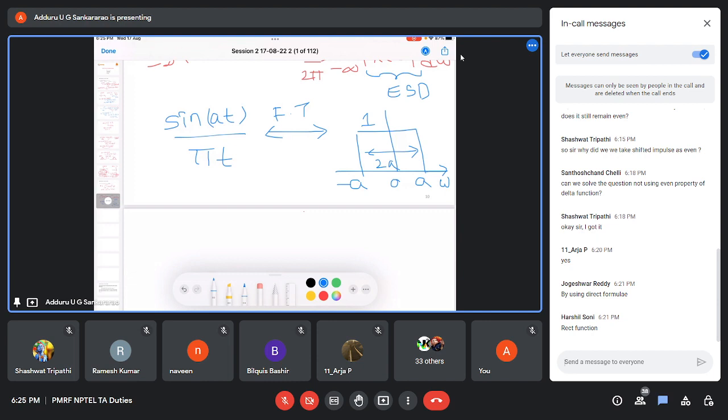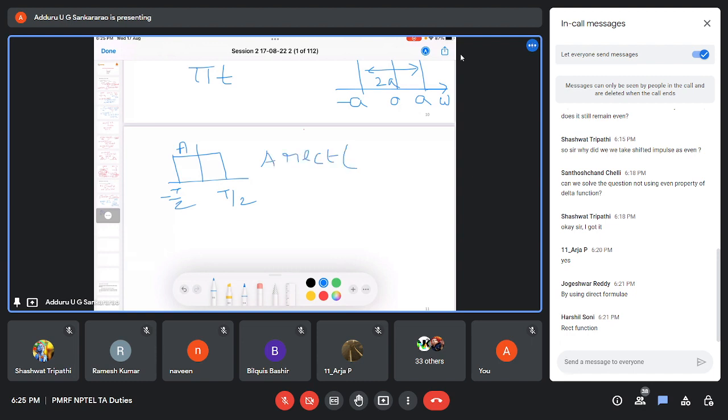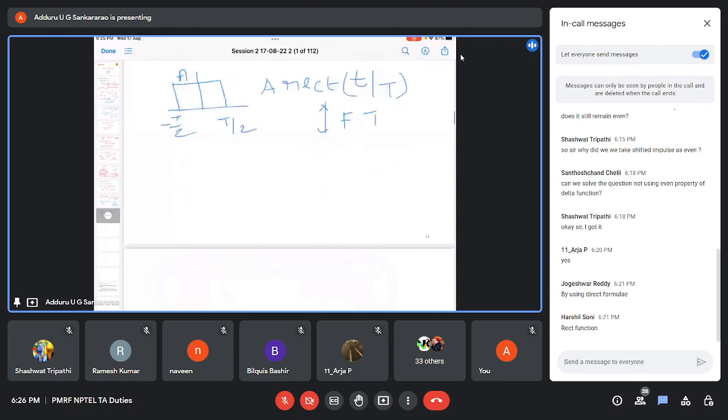So actually how we derive this is, I think you know this. If you have a rectangular pulse in the time domain, from minus T by 2 to T by 2, we say it is rect(t by T). Its Fourier transform is a very standard one. For competitive exams, we have to remember this.